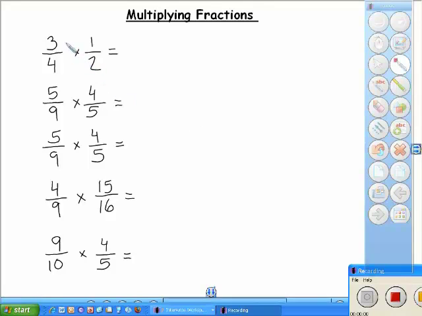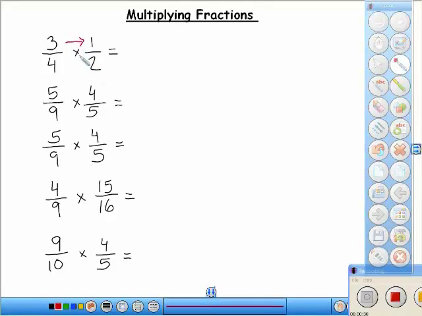Multiplying fractions, pretty much all you have to do, you're going to take the top numbers, the numerators, and multiply them together, and the denominators, and multiply them together. So 3 times 1 is 3. 4 times 2 is 8. And can that number be reduced? No, it can't. So that is our answer. Ta-da! That's it. That's multiplying fractions.